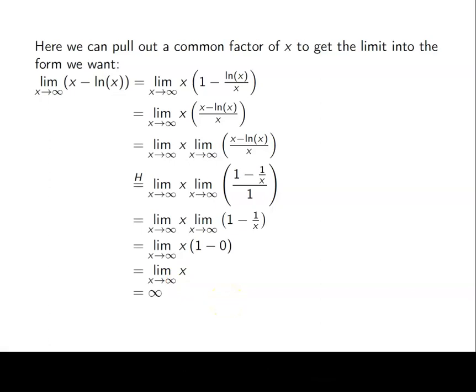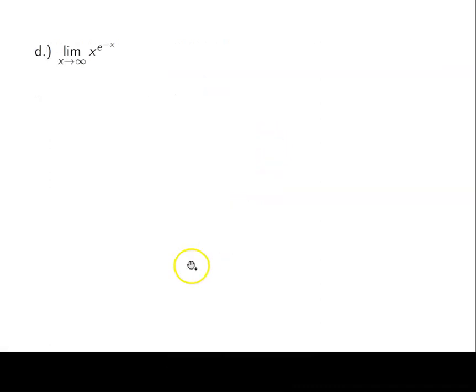So here I factored out a function and I kept it normal as I used L'Hopital's rule on one of my functions, since it was in indeterminate form. Because x is not indeterminate form, but this is. Okay, this one is. Alright, let's do one more.